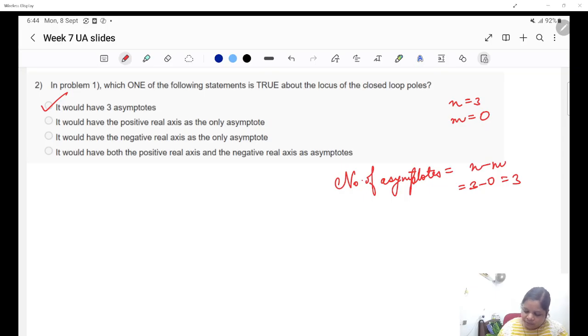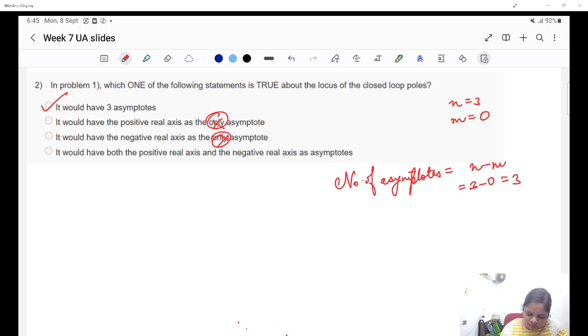The other option is that it would have the positive real axis as the one asymptote. It would have the negative real axis as the only asymptote. No, because we have 3 asymptotes, so this word "only" is definitely problematic. It would have both the positive real axis and negative real axis as asymptotes. Okay, so let's see what the asymptotes are. We should definitely check, apart from the number, at what angle they are moving.